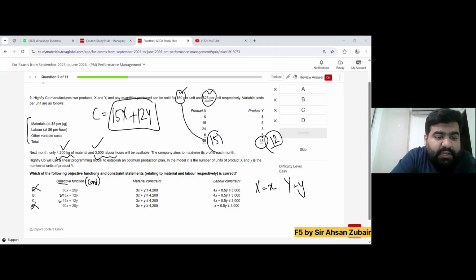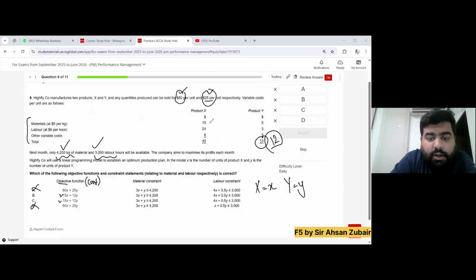Now let us see the material and labor constraints. If you see the material, let me erase this one. The material is given: for product X, $15 per unit is being incurred, and for product Y, $5 are incurred. But here they have given you the rate per kg, the amount per kg, that is 5.